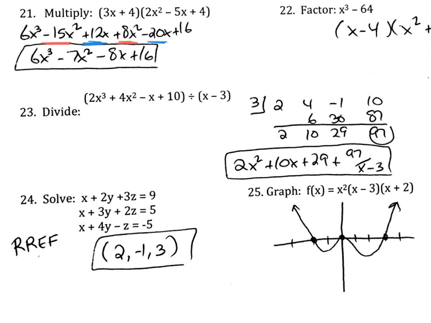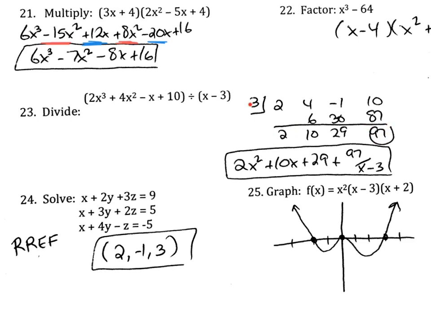23 says divide. I can do synthetic because that's a first degree binomial. You put what would make it 0, you put 3 in the box, put the opposite in the box, put your numbers over here. Don't forget to look, see if you need zeros. We did not need any zeros this time because all the exponents were there. And then just do this, bring the first number down, multiply, put it there, add, multiply, put it there, add, multiply, put it there, add.